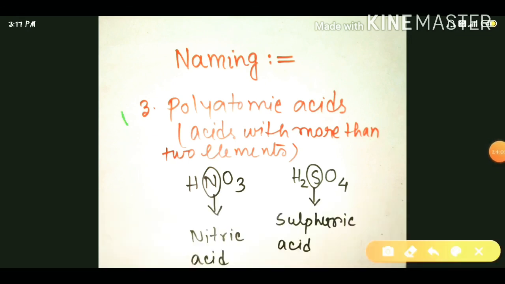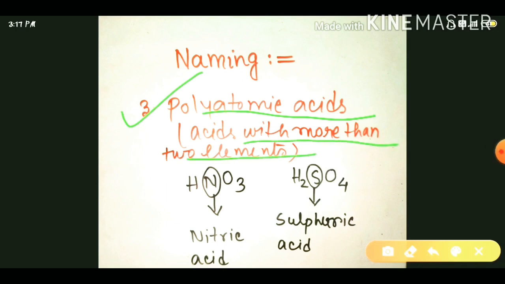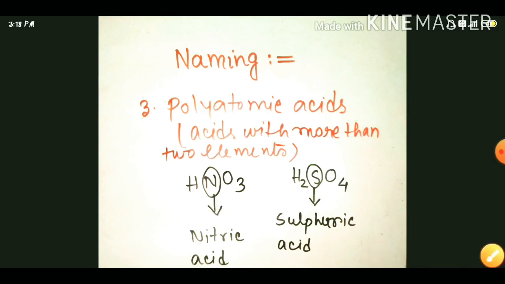Let's say for polyatomic acids, acids with more than 2 elements, here 1 for hydrogen, 1 is nitrogen, 3 is oxygen. So for this, the middleman, right, the middle element is taken for naming. There is nitric acid, and for this the middle element is sulfur, so this is sulfuric acid. Very easy, right? Very easy.